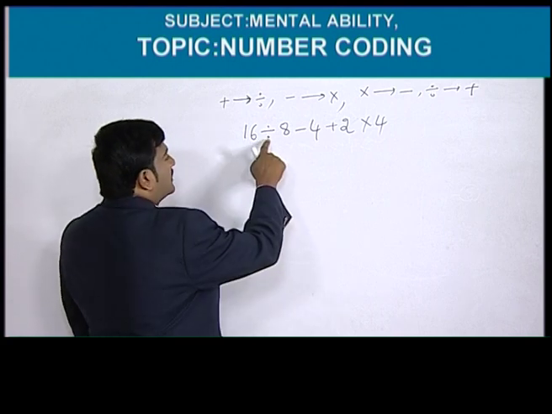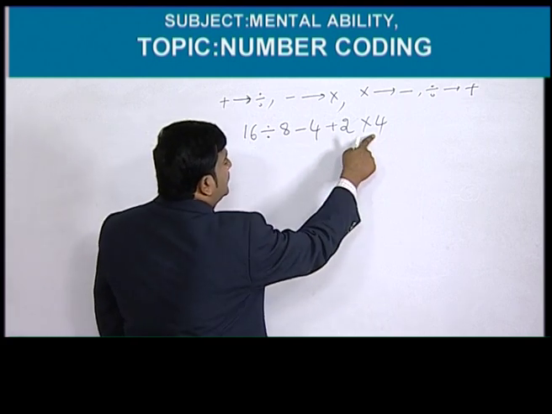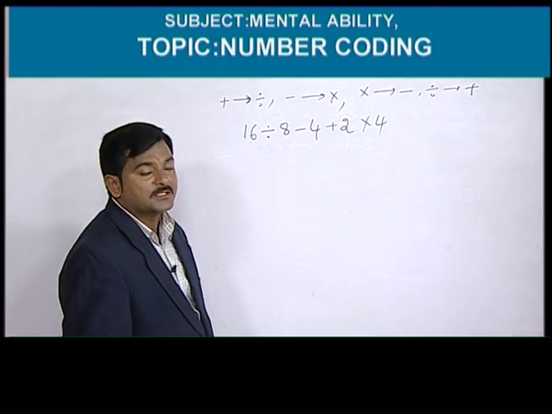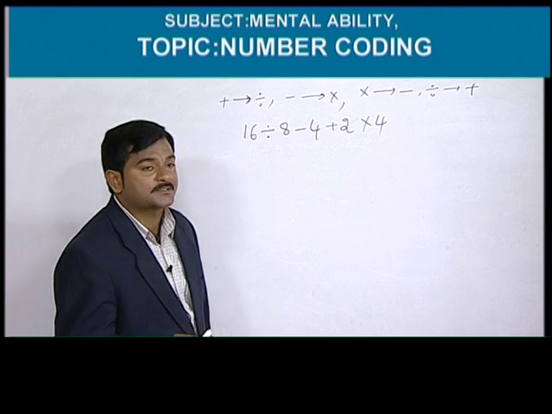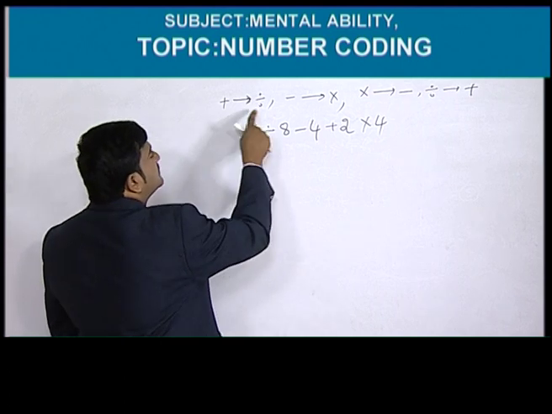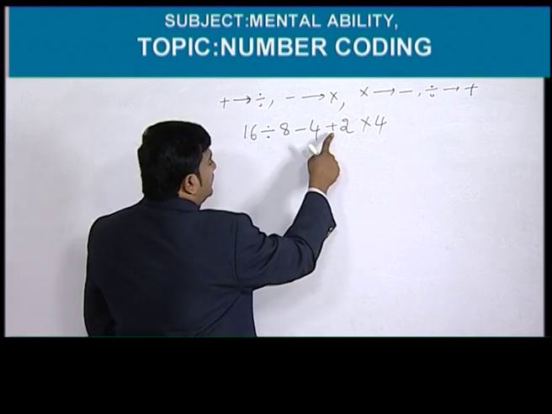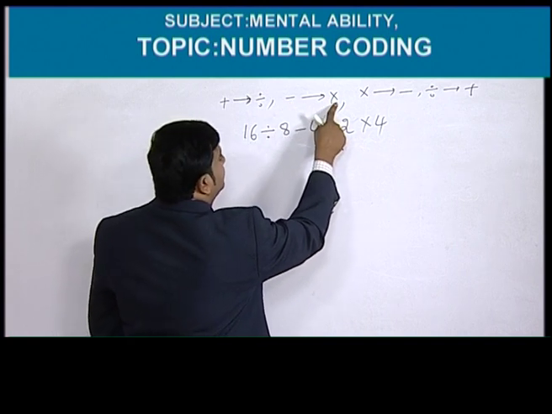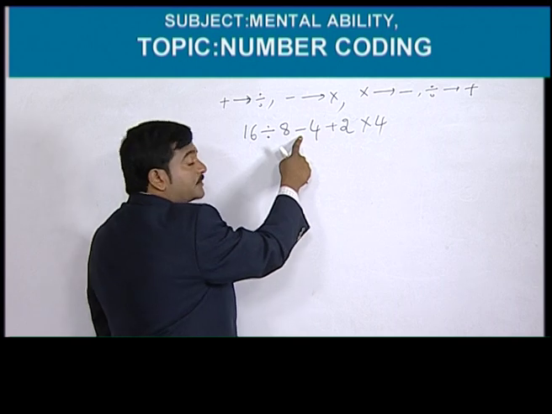Usually we see divided by, minus, plus, into there. You should not apply the BODMAS rule here directly because he asked to change the signs. What does it mean? Plus means how much he mentioned? Divided by. Instead of plus, what do I have to take here? Divided by. Minus means how much here? Into. Instead of minus I should take into.